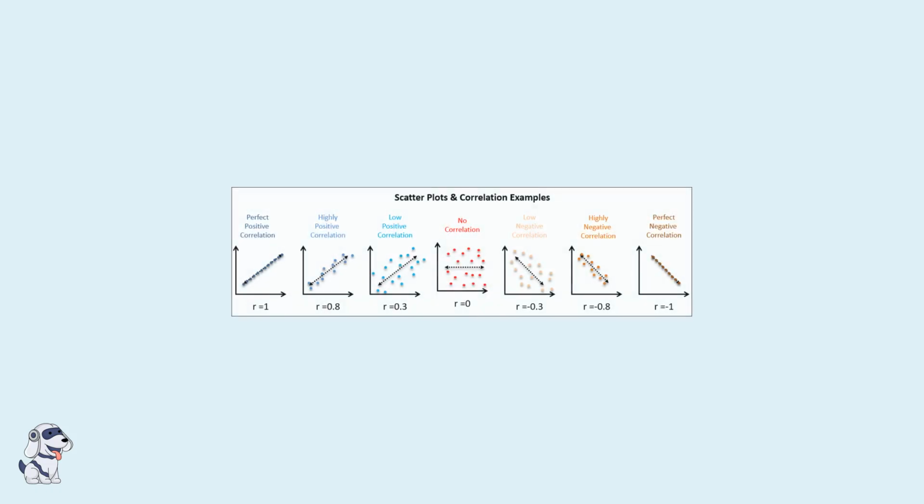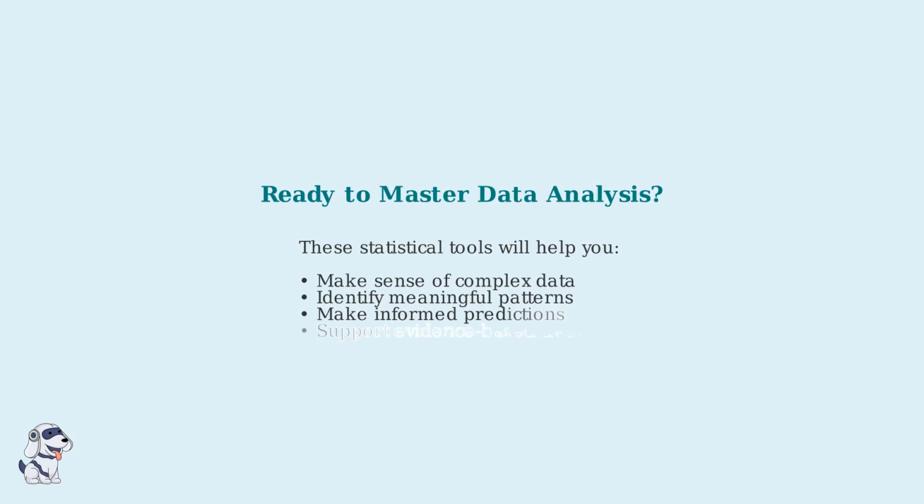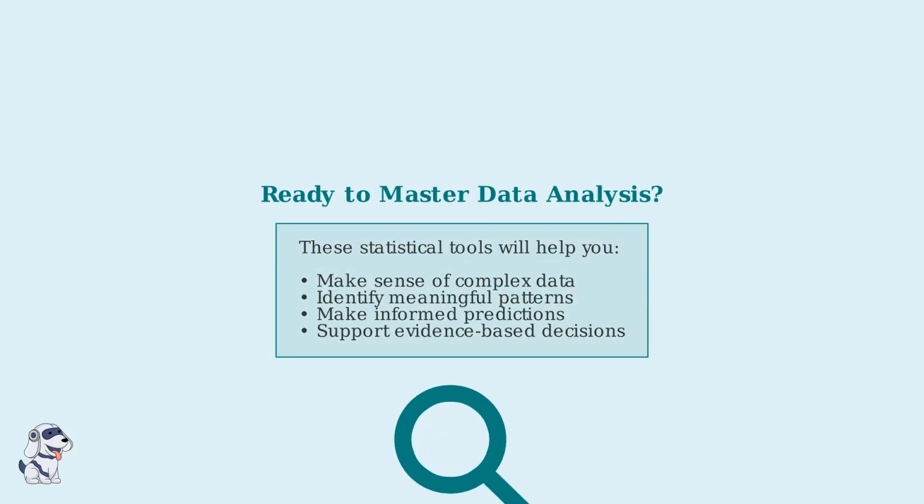Here's a preview of correlation analysis. You'll learn to interpret different types of relationships between variables, from perfect positive correlation to no correlation at all. By the end of this chapter, you'll have the skills to analyze data patterns, fit mathematical models to real-world data, and understand the relationships that drive decision-making in science, business, and everyday life.